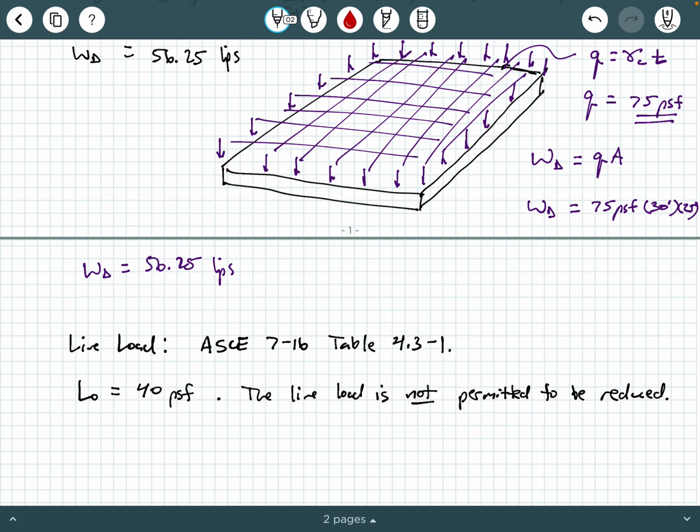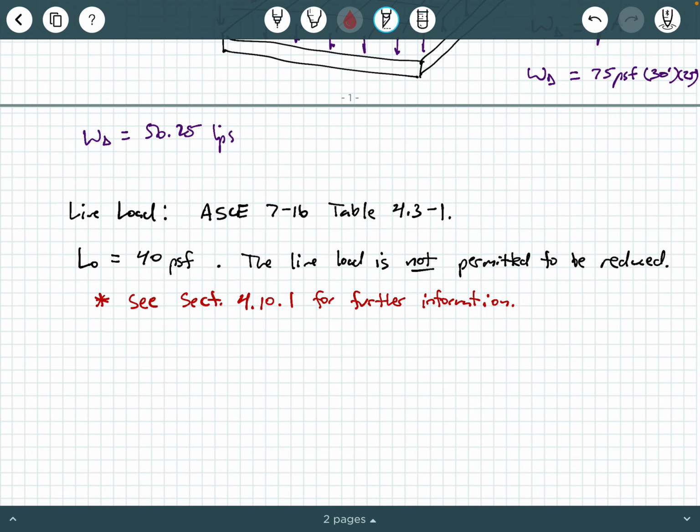So I'm just going to refer this to you. I'm going to say see section 4.10.1 for further information. Okay, but that further information does tell us we just use the 40 PSF, and there's an or statement there. You could say it says use 40 PSF or another value that it describes in that paragraph, but we're going to use the 40 PSF. So we can't reduce it though. So this is what it is. This is the minimum design live load. We're not allowed to reduce it because table 4.3-1 says no, you can't reduce it.